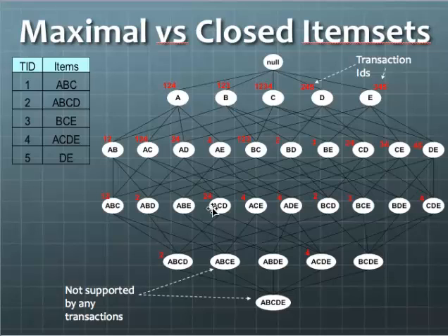Closed frequent item sets are useful for removing some of the redundant association rules. For example, B is not a closed frequent item set, while BC is closed. The association rule B to DE is therefore redundant because it has the same support and confidence as BC to DE. Such redundant rules are not generated if closed frequent item sets are used for rule generation.